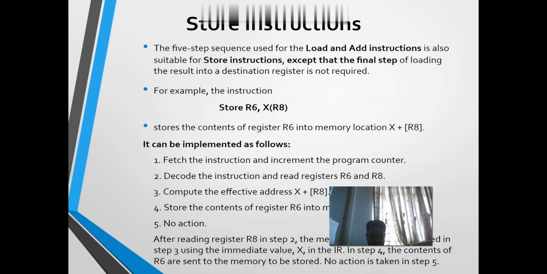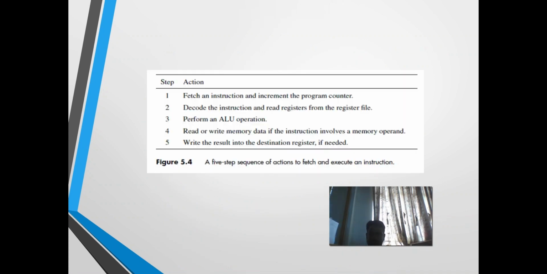First we have to fetch the instruction and increment the program counter, then decode the instruction, then we have to read R6 and R8, then we compute X plus R8, that is the effective address. Then store the content of R6 into that effective address. The fifth step has no operation in the store instruction.